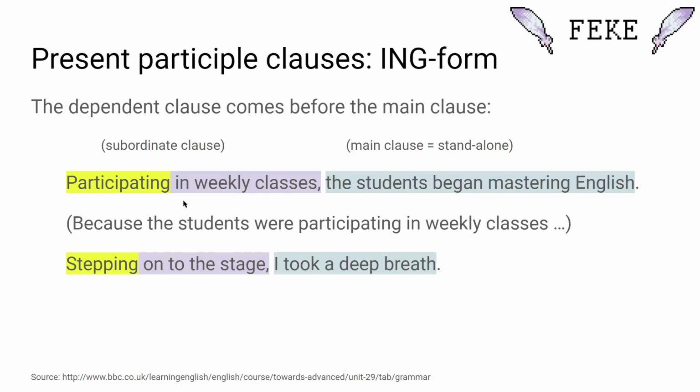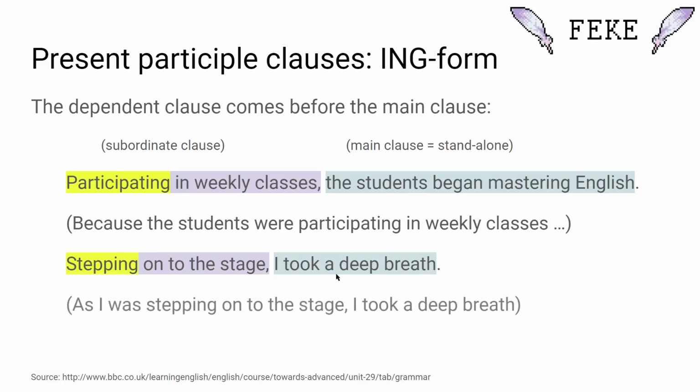Here is another example. We have the full sentence, stepping onto the stage, I took a deep breath. The reason why I took a deep breath was since I was stepping onto the stage. Here you can see that we also omitted certain parts of the sentence. So stepping, the ing form, gives us an idea why these events happened. And that's it for the present participle form. We only use the ing at the beginning like that.